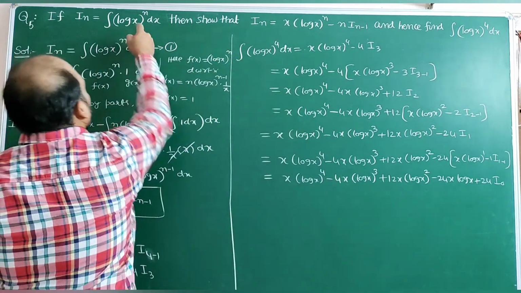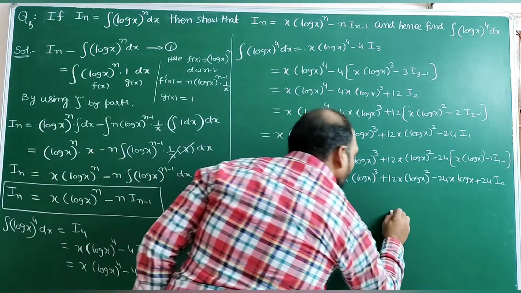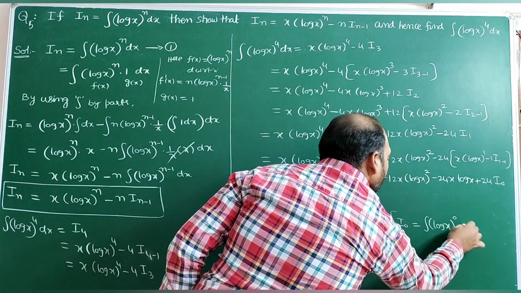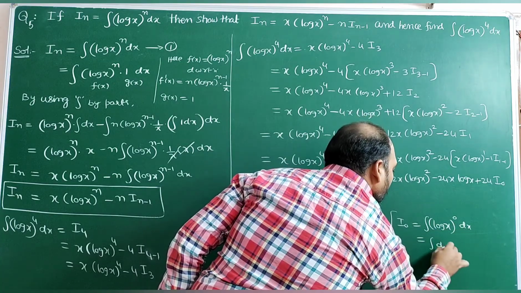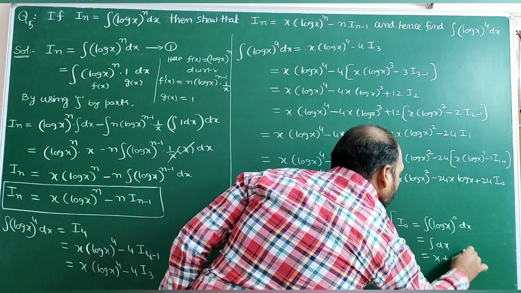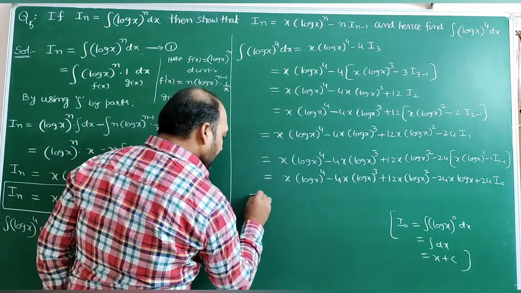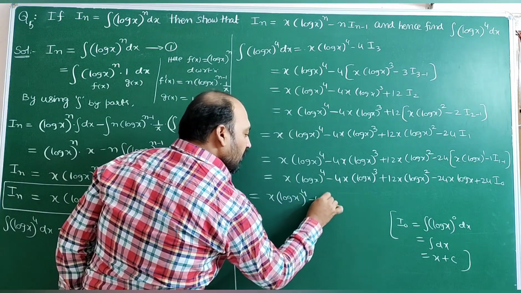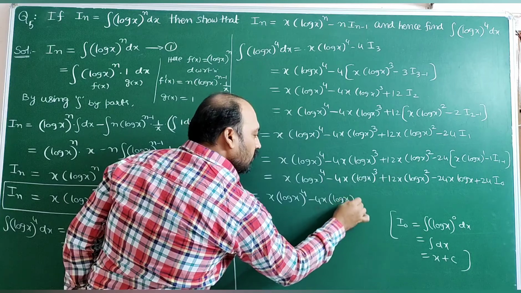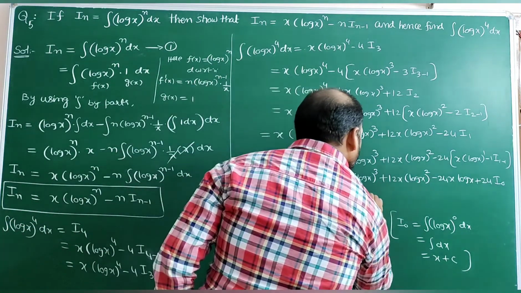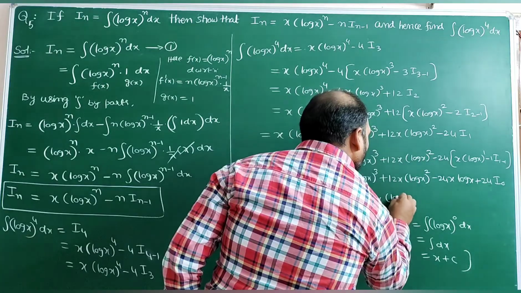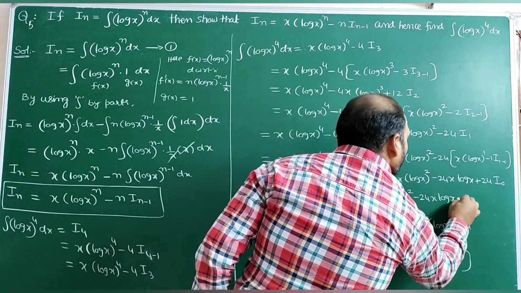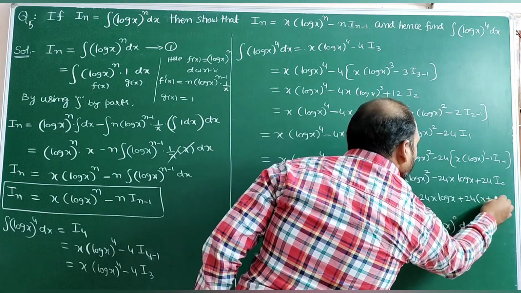I naught value, here you can substitute. Since I naught value is integral log x whole power 0 into dx. So wherever I naught value is x only, so we can write as x into log x whole power 4 minus 4x into log x whole cube plus 12x into log x whole square minus 24x into log x plus 24 into x plus c.